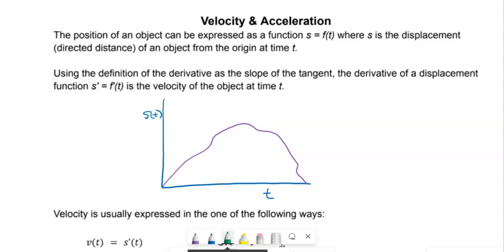The velocity of this object can be recorded in one of two ways. We could either talk about the average velocity between 2 points. So this is just the slope between 2 points. Or we could talk about the instantaneous velocity, which is the tangent at any point. So if we find the tangent here, we would be finding the instantaneous velocity.